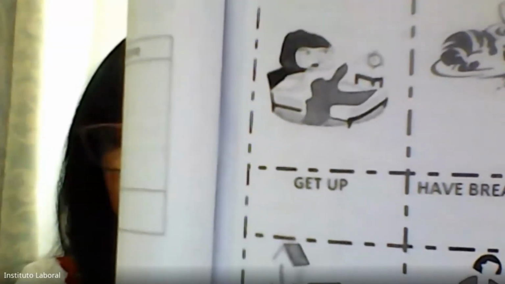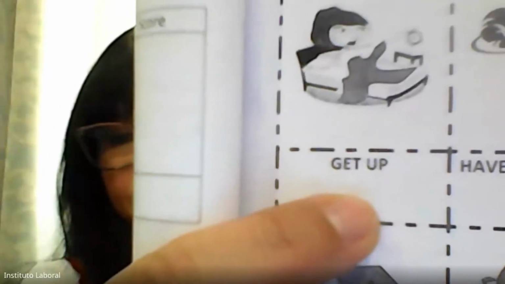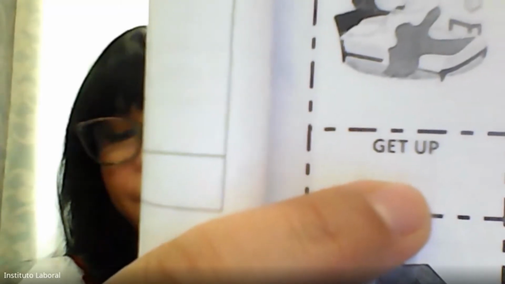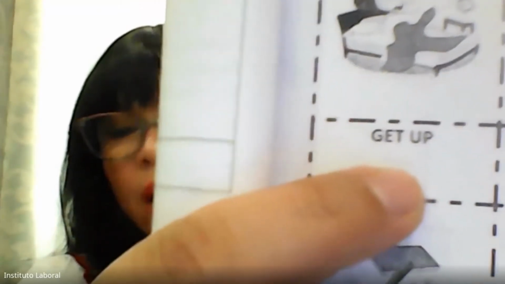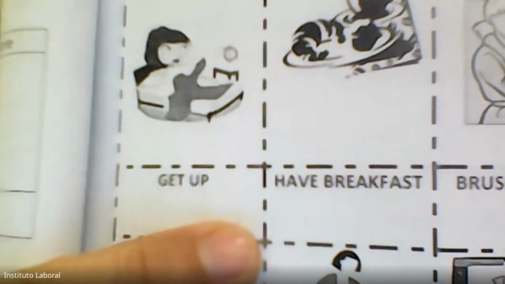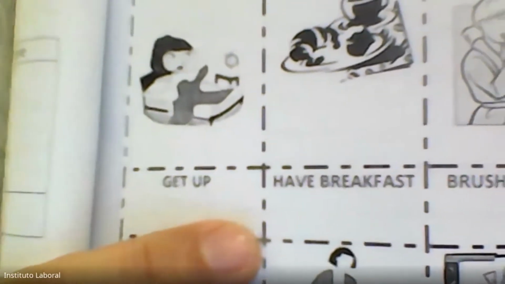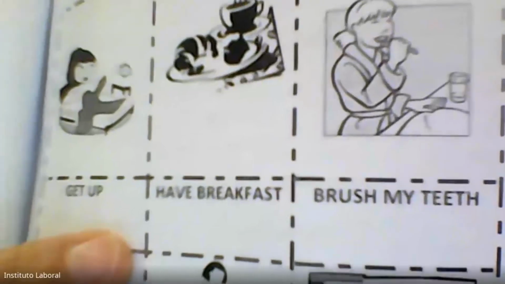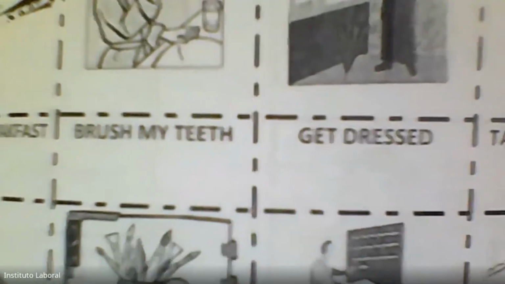A ver, ¿quién inicia leyendo? Andrés, do you have your English module? ¿Tienes tu módulo? ¿Cuál es la primera? Number 1. Get up. Kenneth, get up. Number 2. Have breakfast. Number 3. Brush my teeth. And number 4. Get dressed.